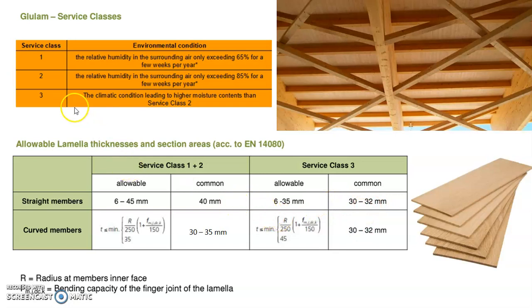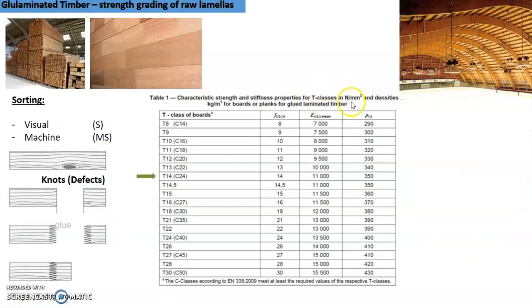And we are allowed to fabricate glue-laminated timber that is curved. You can have a curved member, but again, there will be restriction in terms of the thickness of the ply, depending on what is the service class. That means how harsh is the environmental condition where the glulam is going to be used to form the structure. You can have different densities and different stress values and the Young's modulus for different classes of the glulam member.